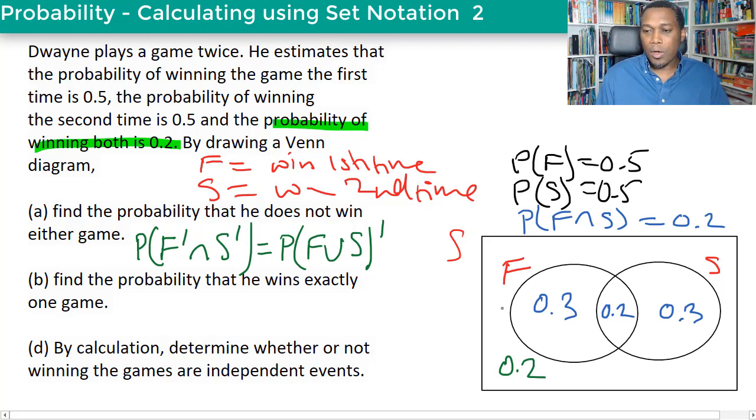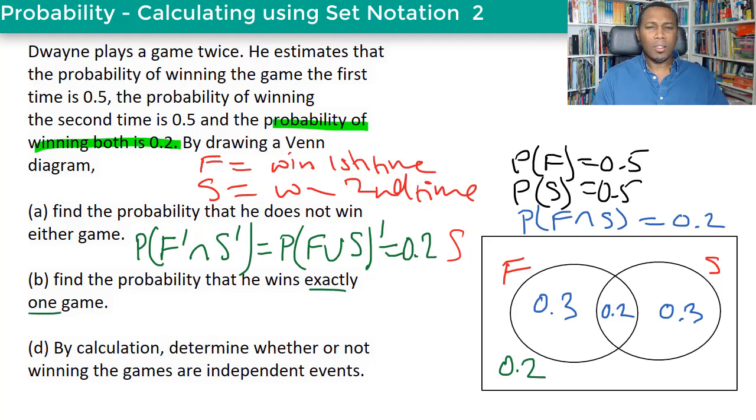The answer to this: we know F union S is 0.8, so (F union S) prime would be 0.2. That is the answer for A, 0.2. With part B, we want to find the probability that he wins exactly one game. Exactly one. Now, what does that mean? Well, first, let's get the answer, and then I'll give you that new challenge of writing this question, find the probability that he wins exactly once, using set notation, because it's an interesting one.